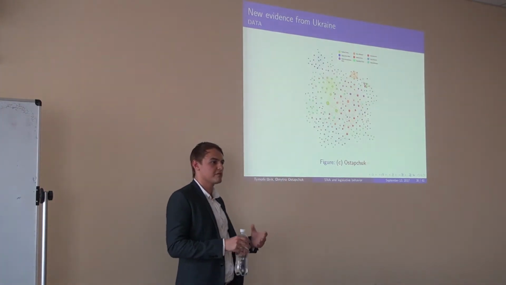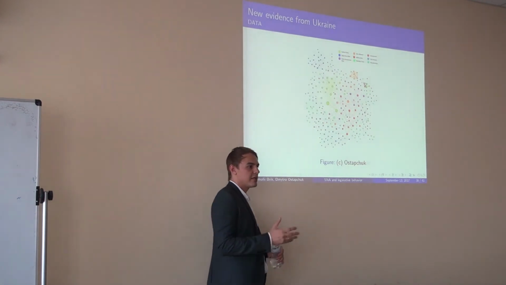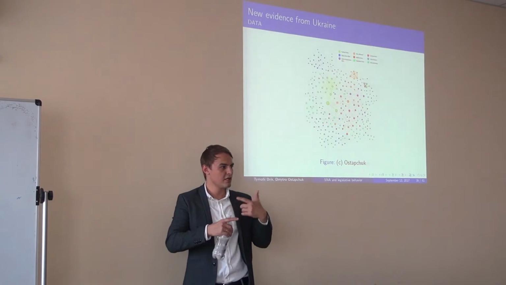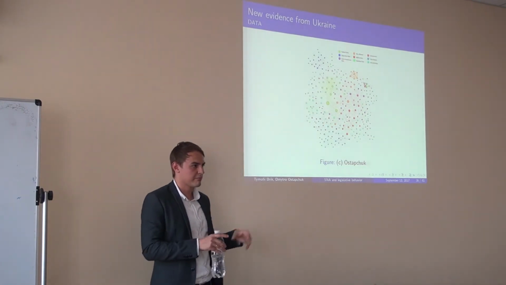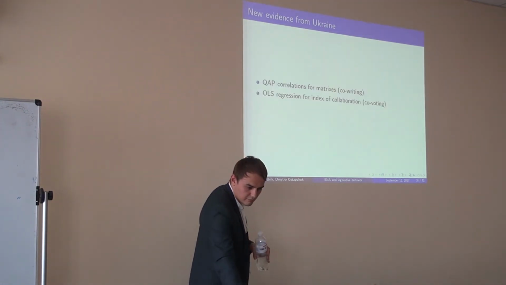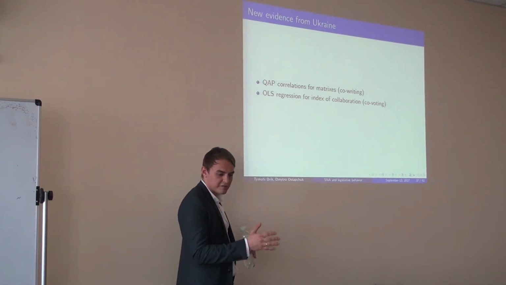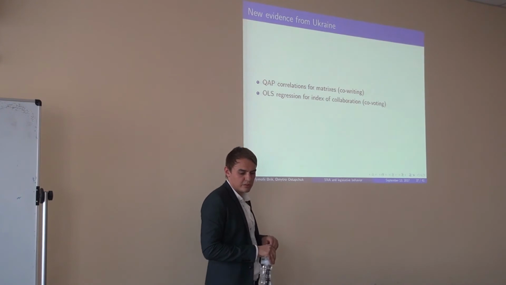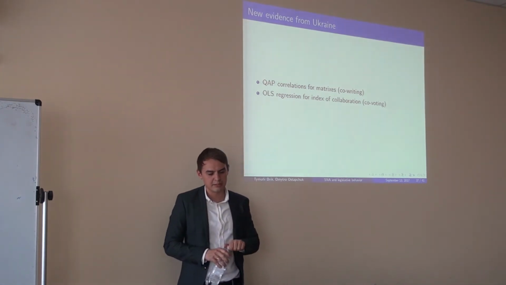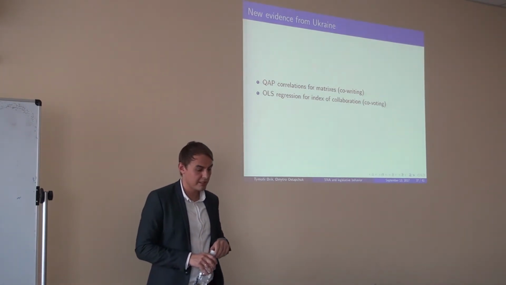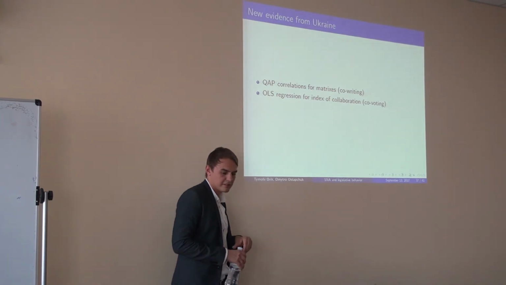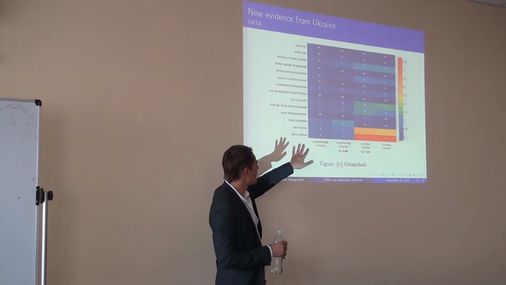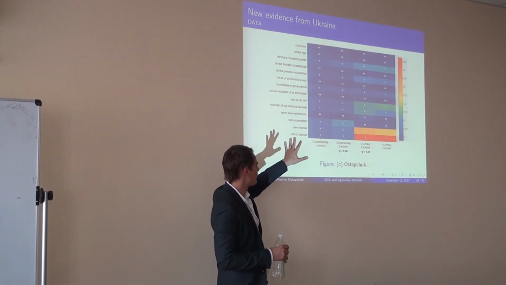In order to test your hypothesis, you have to run statistical analysis by means of how I described it before, by running these correlations across all the matrices you have. So these correlations are called QAP correlations, and for co-voting we have a slightly different variable, that's why we apply slightly different methods, or regressions. Okay, so far this is a table of correlations.